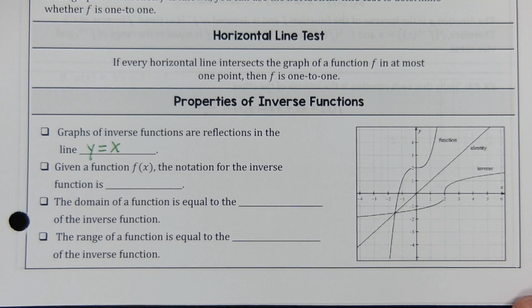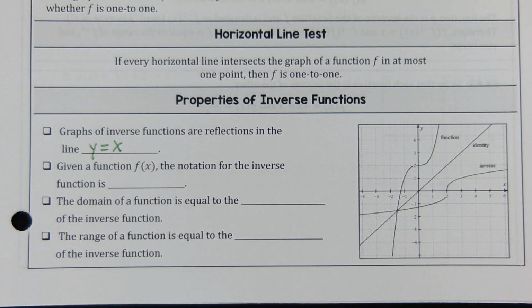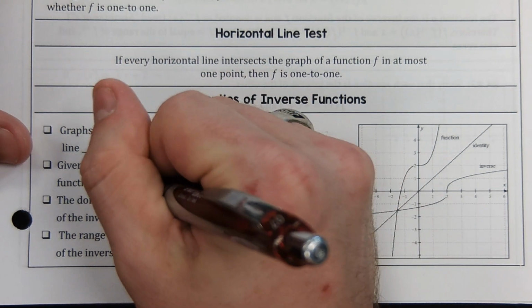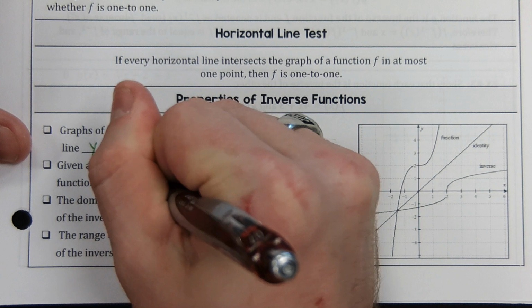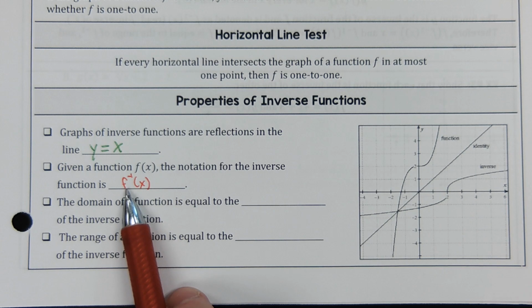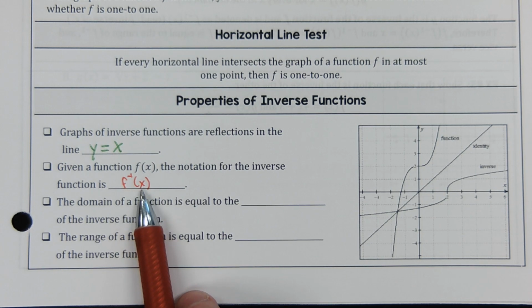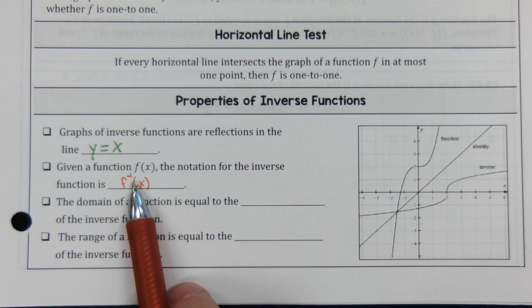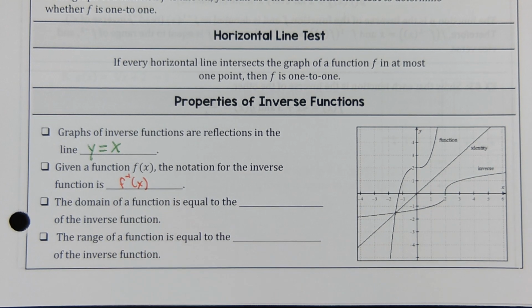So given a function f, the inverse for that function looks like this. That superscript of -1 is not an exponent. If it's written after the name of the function but before the variable of the function, it's not an exponent, it's a superscript. This says f inverse of x. Please don't say f -1, please don't say f to the -1. It's f inverse.